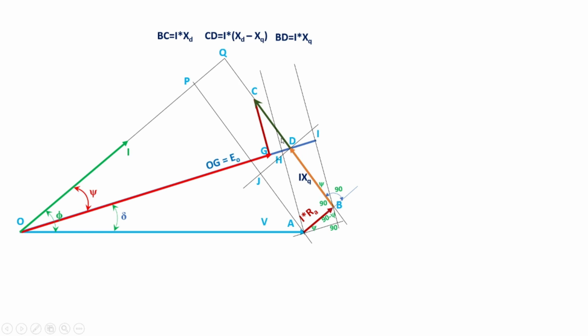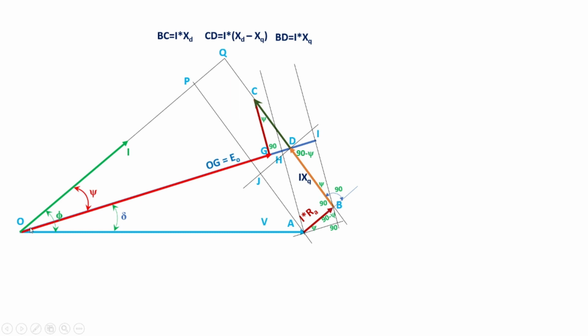Therefore this angle is also 90 minus psi. Therefore angle DCG is psi. From this phasor diagram, we need to find out E0. So E0 is equal to OI minus GI. What is OI? OI is equal to OH plus HI.